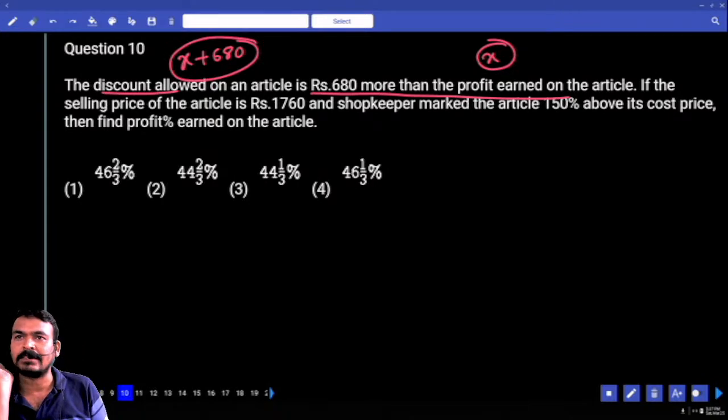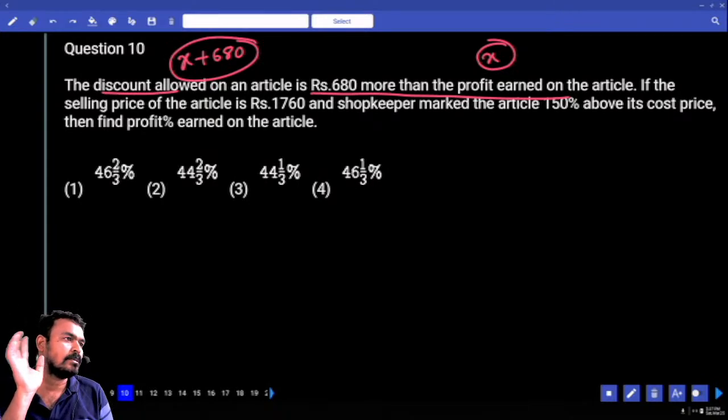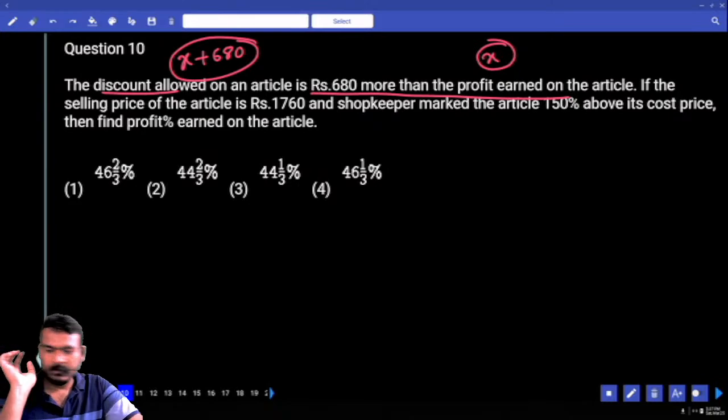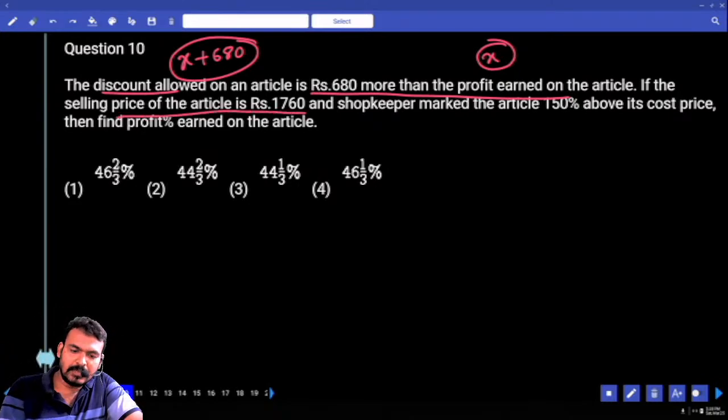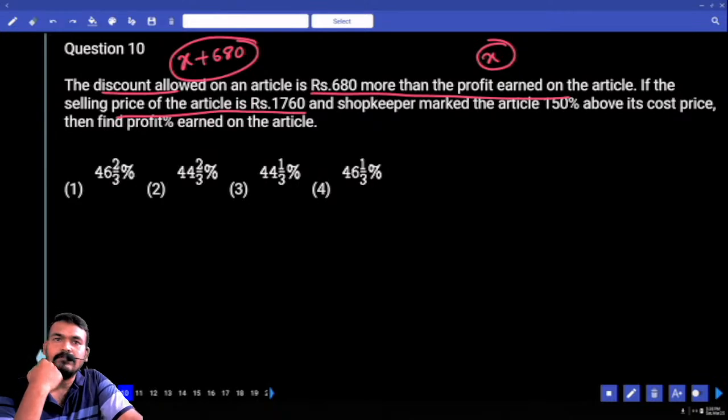Just remember these 2 points. Profit is how much? X. Discount value X plus 680. Okay. And the selling price of the article is how much? 1760. Before adding the discount, or after discount, it will be selling price or not? Before the discount?